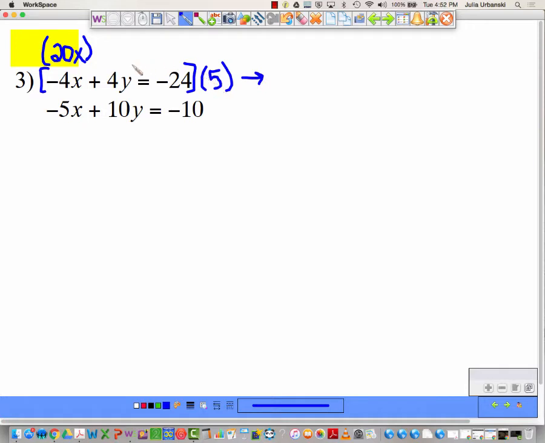And when I distribute, 5 times negative 4x makes negative 20x. Make sure you distribute it to everything, because now you have 5 times 4y makes positive 20y. And then you have 5 times negative 24, and that makes negative 120.